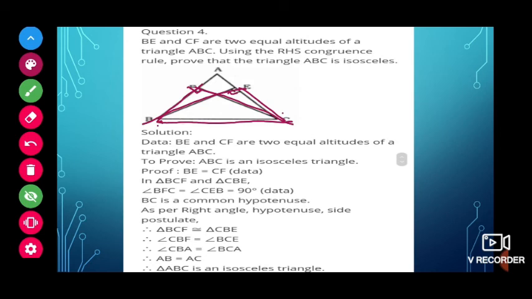If both the triangles are congruent to each other, then corresponding sides will also be equal. So by using that, if the corresponding sides are equal, we can say that the remaining sides will all be equal. From that we can say AB is equal to AC. That's it.